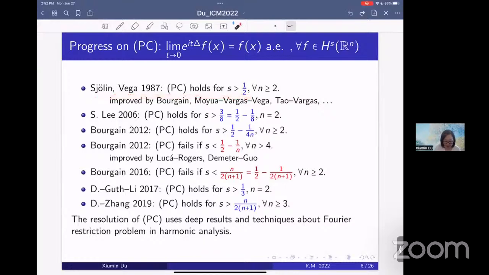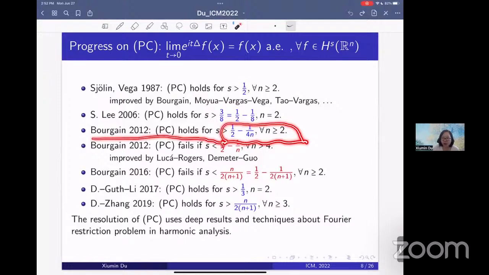In particular, in 2006, Sanghyuk Lee proved pointwise convergence for s greater than 3/8 when n equals 2. Later, in 2012, Bourgain proved pointwise convergence for s greater than 1/2 minus 1/4n in any dimension. And when n equals 2, this number is 3/8. It recovers this result using a different method.